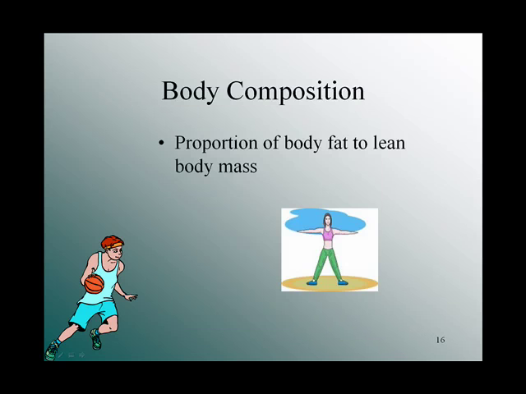The last category related to physical fitness is body composition, and this relates to the proportion of body fat to lean body mass. The intent here is that students understand why it's important to engage in physical activity and how the body, when it does engage in physical activity, is able to consume calories and burn fat, and what type of calories you might want to take in order to keep the ratio of fat to lean body mass in a healthy range.